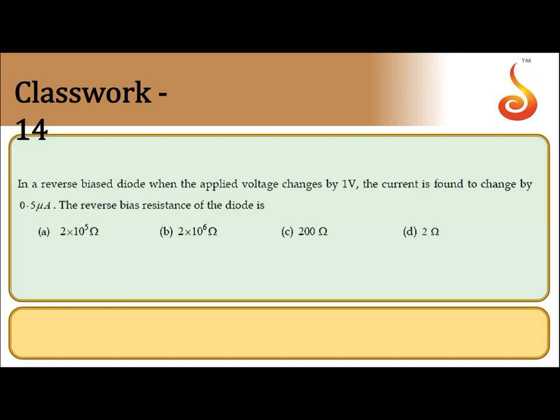Yes. Moving on to next one. In a reverse biased diode, when applied voltage changes by 1 volt, current is found to change by 0.5 microampere. Then reverse bias resistance of diode is. So reverse bias resistance, let it be R, that will be equal to delta V by delta I, change in voltage by change in current. So this is 1 volt divided by 0.5 microampere. So that will give you 2 into 10 to the power 6 ohm. That is 2 mega ohm. That is option B.